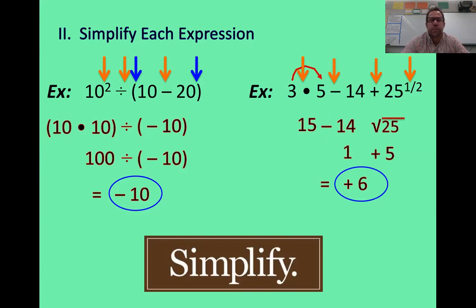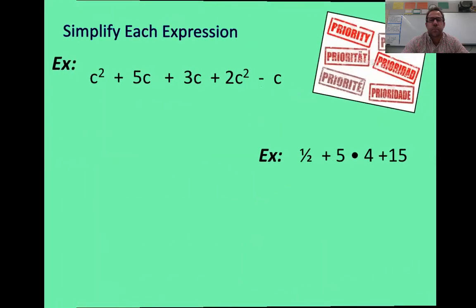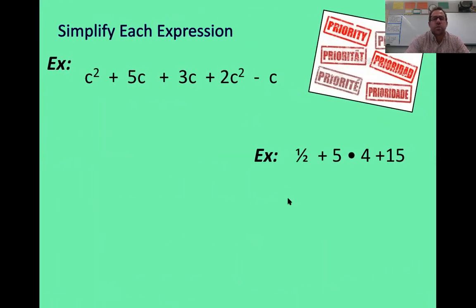All right, let's try a couple more. Now here we're simplifying an expression, but we have variables. One of the things that I like to do whenever I see variables is this: when I'm just looking at these variables, these letters, sometimes my eyes can kind of glaze over and I kind of get lost.